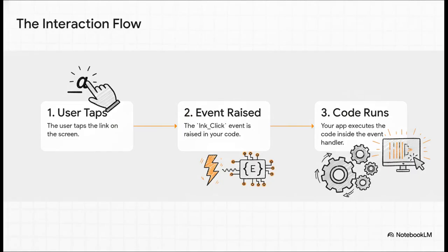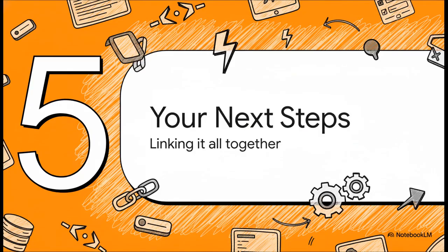It's really a simple 1, 2, 3. 1, the user taps the link. 2, B4X automatically fires off that underscore click event for you. And 3, your app runs whatever code you put inside that event handler. It's that direct link between action and reaction that makes it all feel so smooth.